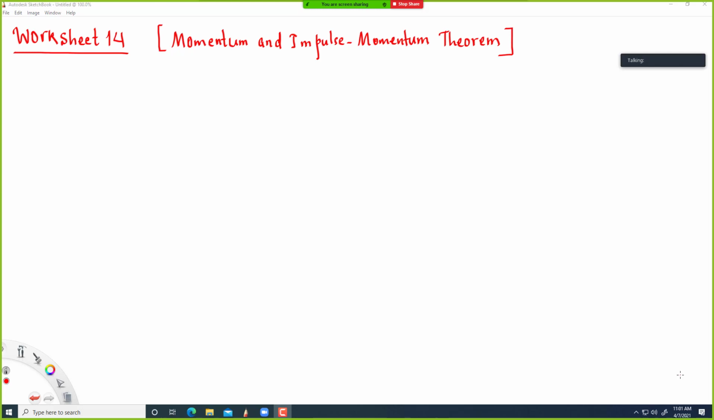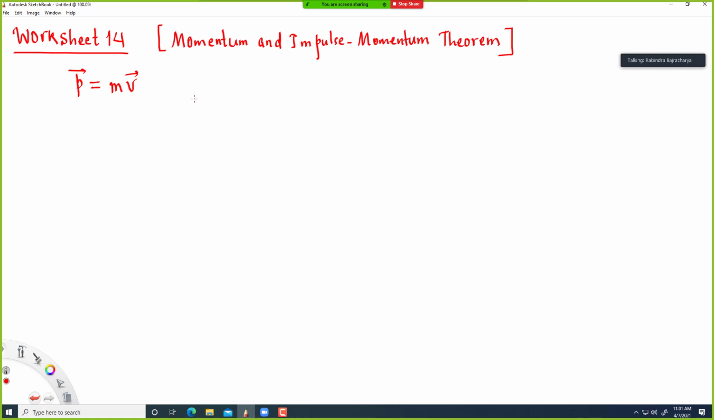Momentum and the impulse momentum theorem. Just a brief review. Momentum is denoted by P. It is mass times velocity. Momentum is a vector quantity, which means it has both magnitude and direction. That's why you need to use an arrow to represent momentum. This arrow means it's a vector quantity.